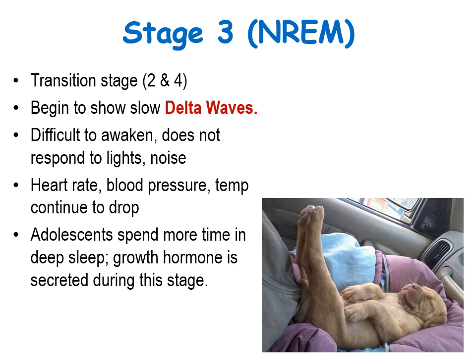Stage three is also non-REM. It's the transition between two and four. You begin to show slow delta waves. It's really difficult to wake somebody up at this point. They won't respond to lights or noise. Maybe you need 2 alarm clocks at this point. Your heart rate, your blood pressure, your temperature all continue to drop.